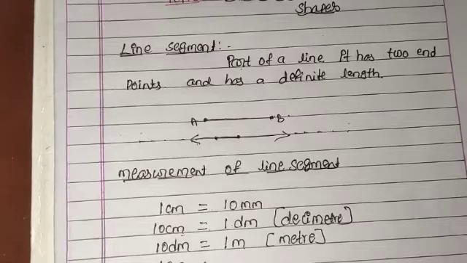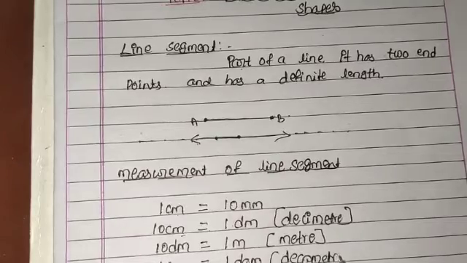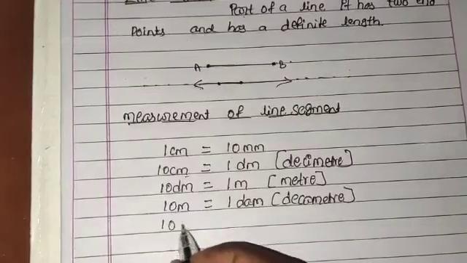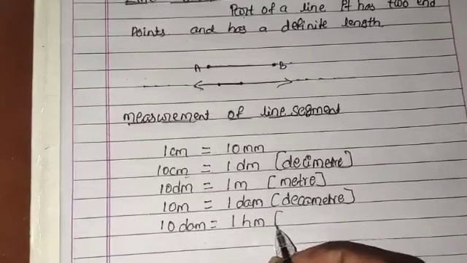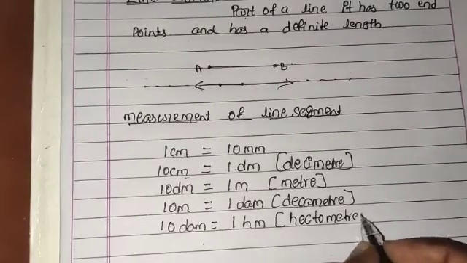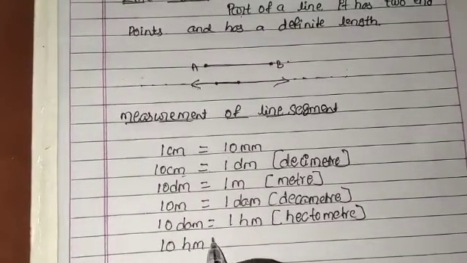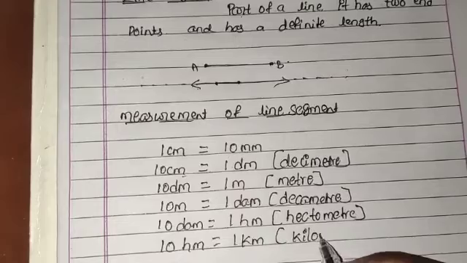10 meters is equal to 1 decameter. DAM means decameter. 10 decameters is equal to 1 HM, here HM means hectometer. 10 decameters is equal to 1 hectometer, and 10 hectometers is equal to 1 kilometer.